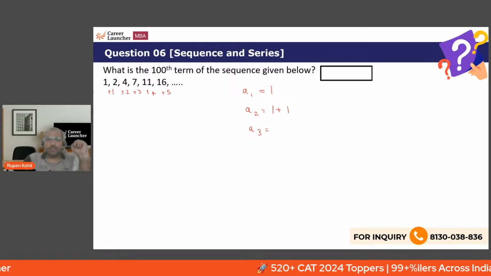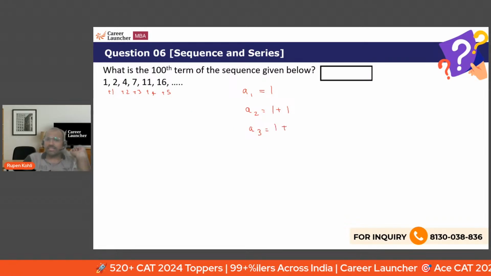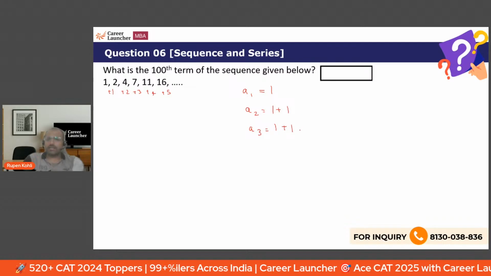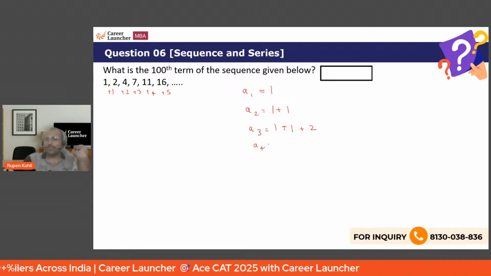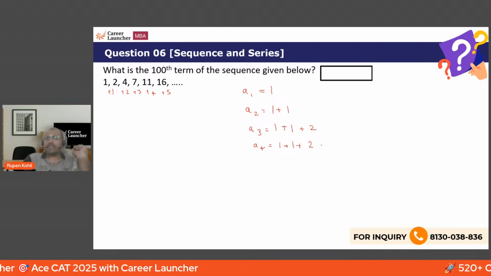A3 is obtained by adding 2 to the previous term. So again, write it as it was. 1 plus 1 was the second term, and then you added another 2. A4 is whatever A3 is, just write it as it is, and then you added a 3.